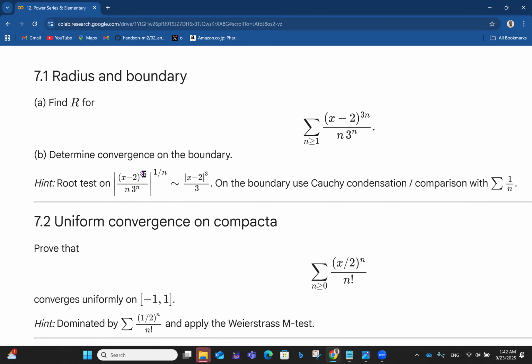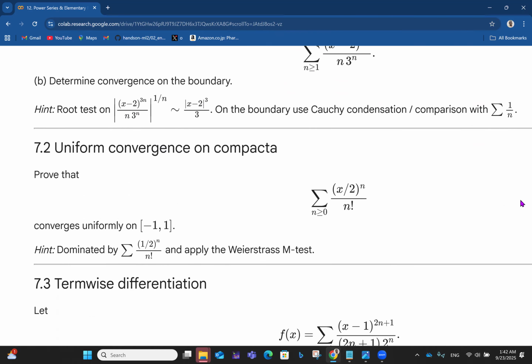So you have x minus 2 raised to 3 over n raised to n times 3 raised to n, all raised to 1 over n. And that's approximately x minus 2 raised to 3 over 3. On the boundary, use Cauchy condensation and comparison with summation 1 over n. So we want to try that out.